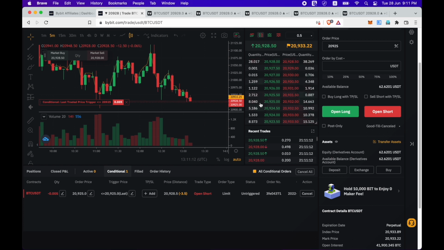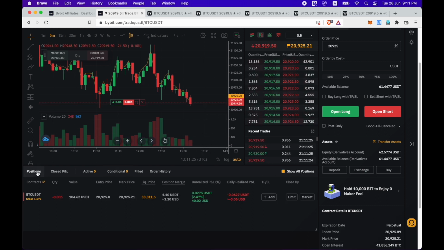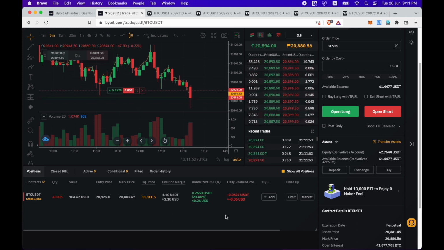Okay, my short trade just got triggered. Let's speed it up and see what's happening with this trade. The trade is profitable now. Whoa, 27%. I'm feeling a bit greedy. I'm going to wait it out and see if I can gain more.